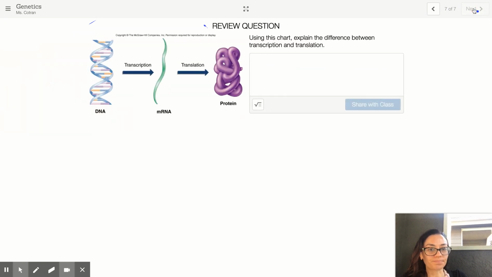Let's do one more. Okay, this is a review question. Difference between transcription and translation. Basically, we can write that in transcription, DNA makes RNA, and in translation, RNA makes protein.